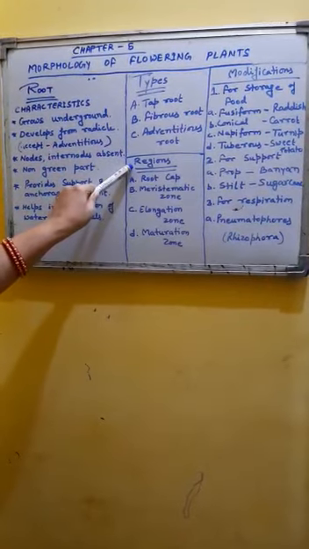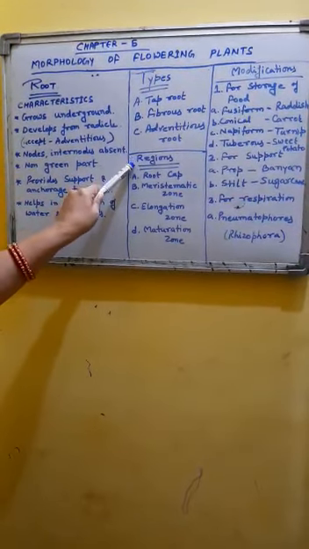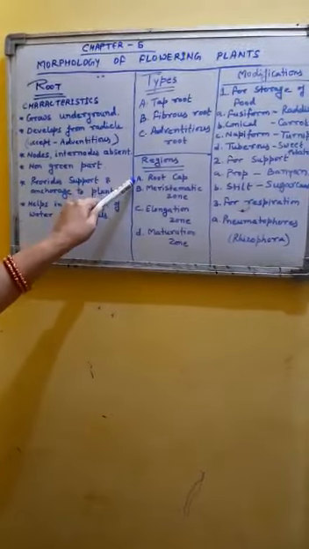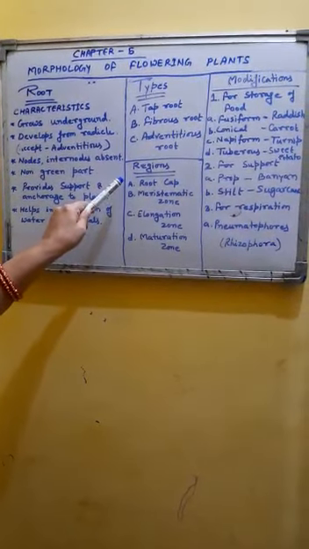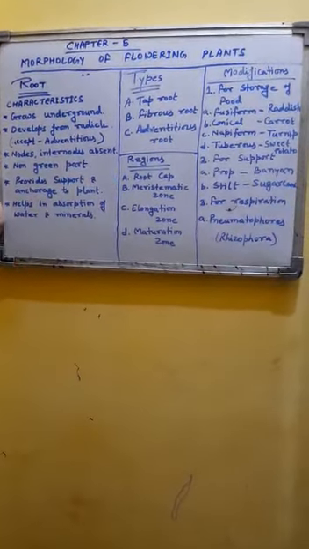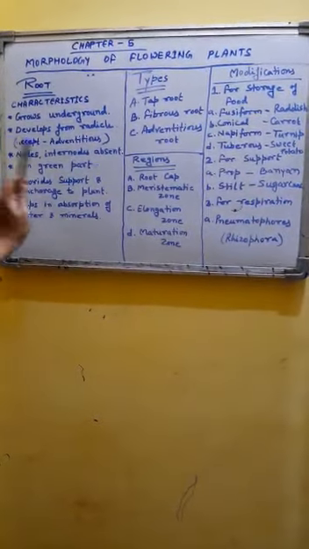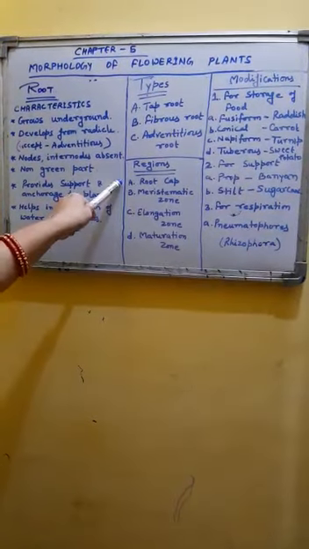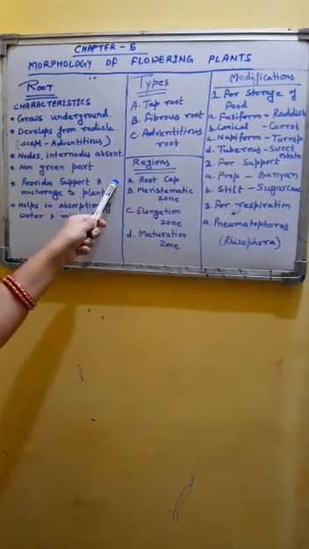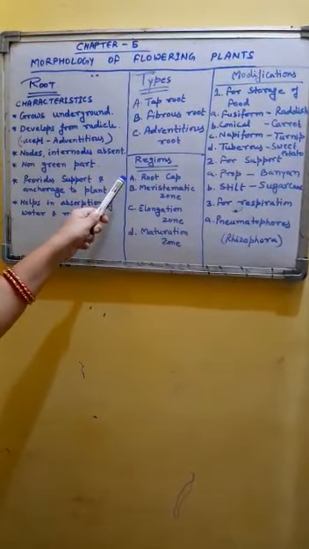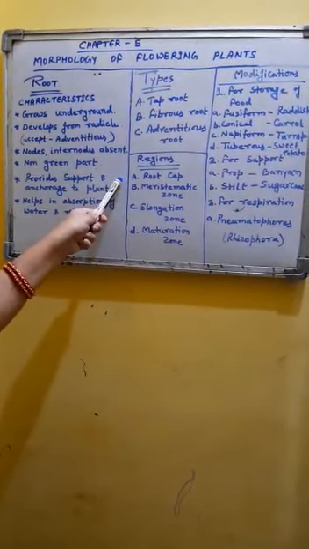Then we discussed about different regions of root. A root is covered by a root cap. The root cap protects the tip of root, the tender cells of root tip, from friction.